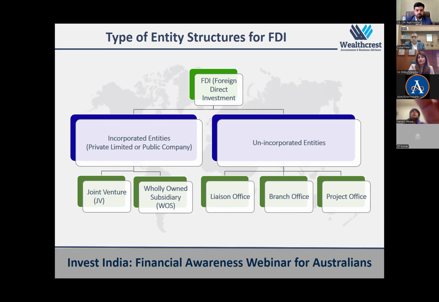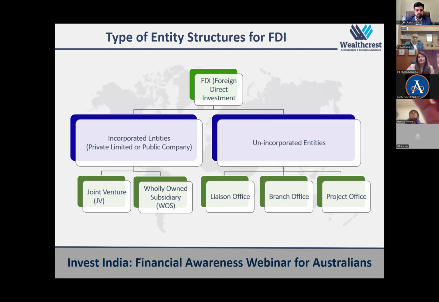But in a liaison office, you cannot do any business. It is just an extended office of your foreign company only. Then there is a branch office option wherein you can do trading but not manufacturing. So these unincorporated entities have their own limitations and restrictions.